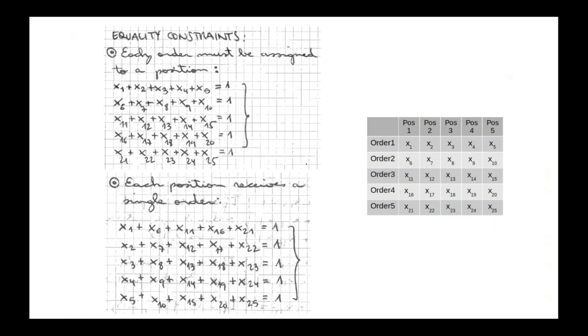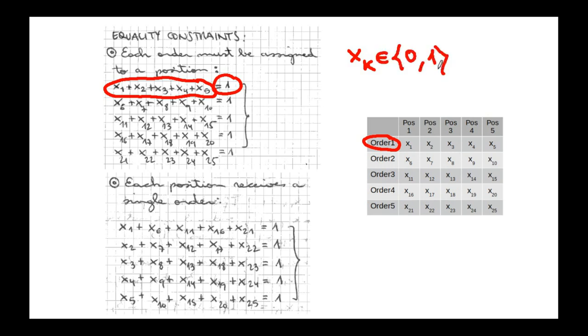What about the equality constraints? First of all, each order must be assigned to a position. So all the elements within the array x that belong to order number 1, the addition of all these elements must be equal to 1. So this way I'm forcing only one out of these 5 possible values to be 1. All the remaining ones, the 4 remaining numbers, will be 0. Why? Because I know that every element on the optimization array is a binary element. So if I admit only one number 1 in here, all the remaining numbers will be false, 0.